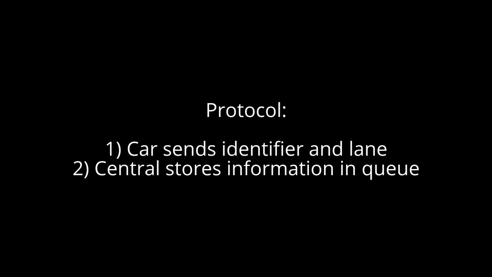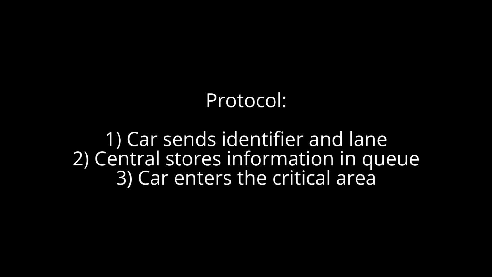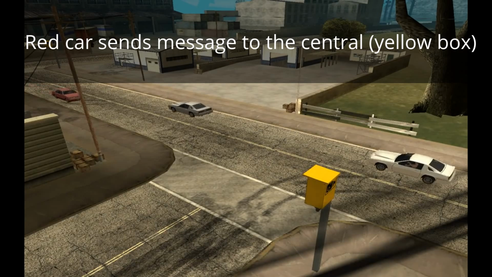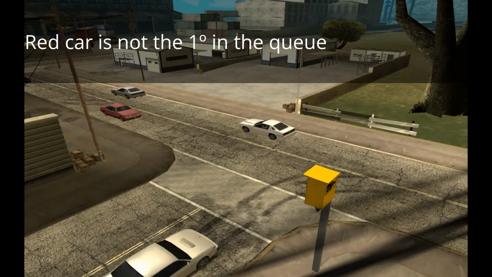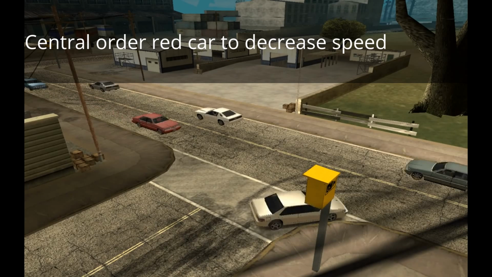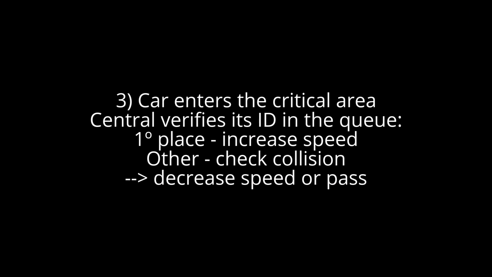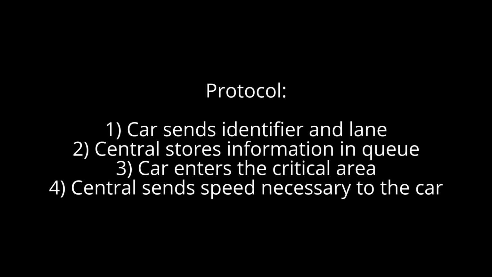The protocol is defined as follows. First, the car sends a message with its identifier and destination lane. Then, the central stores the car's information in the queue. When the car enters the critical area, the central verifies if its ID is the same as the first vehicle in the queue. If it is, then its speed is increased. Otherwise, we make a series of collision verifications using the destinations informed by each vehicle, so that we determine if we need to decrease this agent's speed or if it can cross the intersection safely.